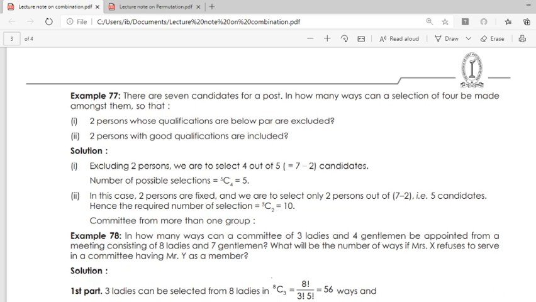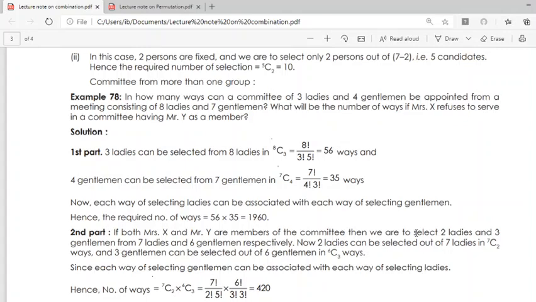Now let's go to example 78. In how many ways can a committee of 3 ladies and 4 gentlemen be appointed from a meeting consisting of 8 ladies and 7 gentlemen?